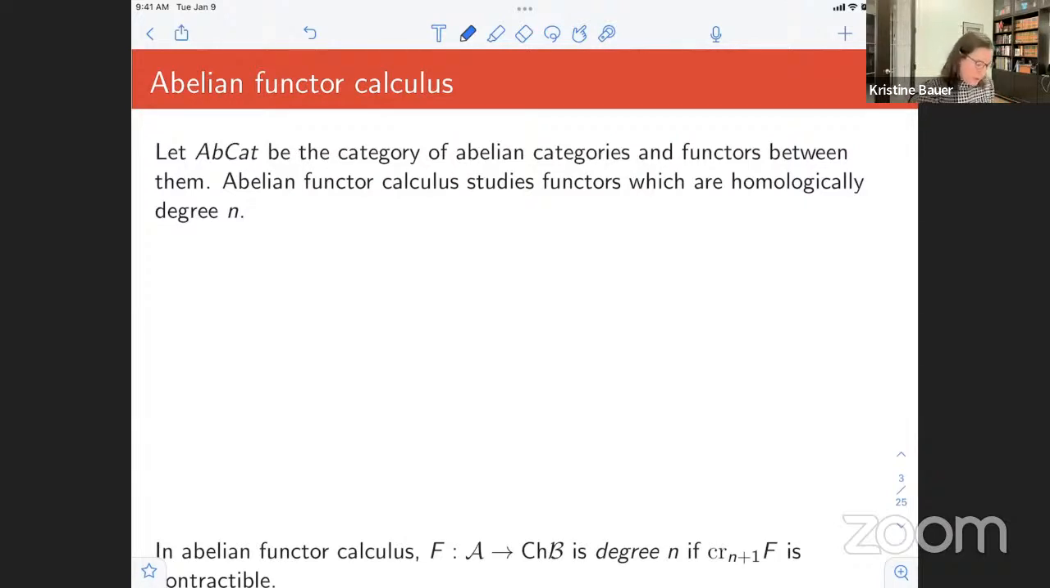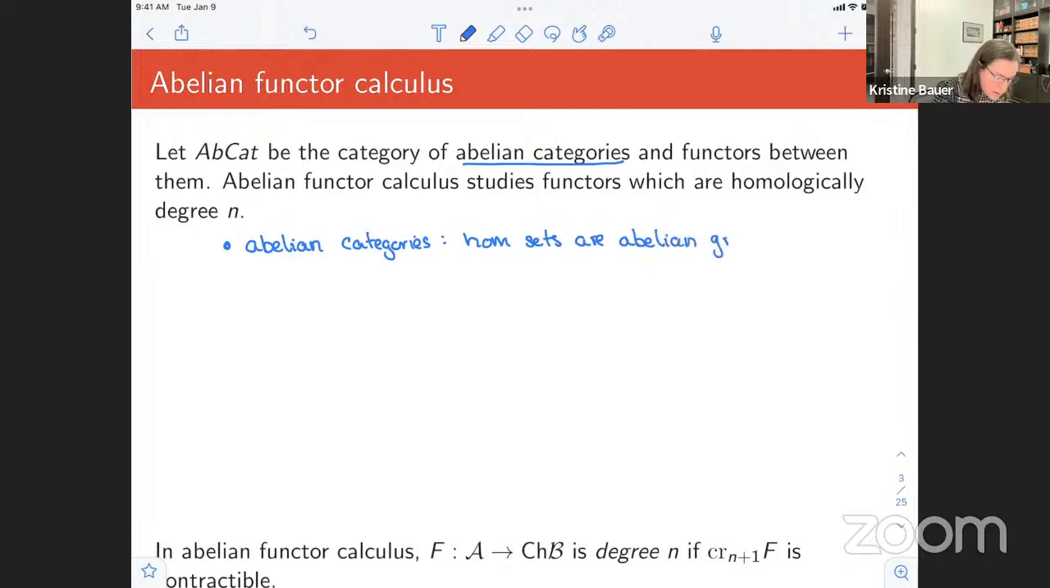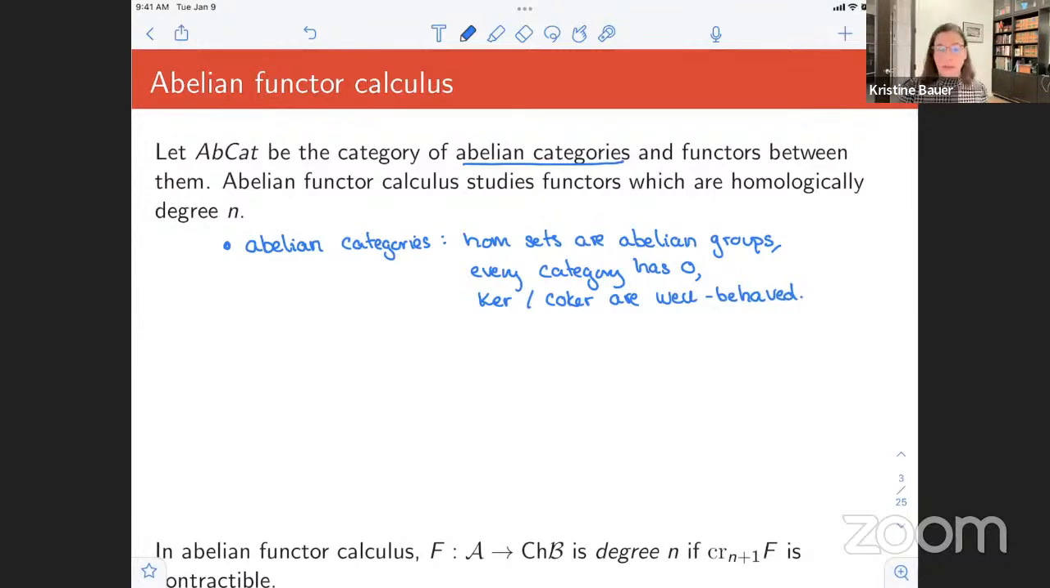So let me say a few more things about what's going on here. So first of all, Clemens very nicely just defined abelian categories for us. So for my purposes, what I care about for abelian categories is that the Hom sets are abelian groups. I'm going to use the fact that every such category has a zero object. And the part of the definition that I'm not explicitly mentioning is that the kernel and the cokernel are well behaved in abelian categories. This allows for certain splittings, which I'll be using implicitly.